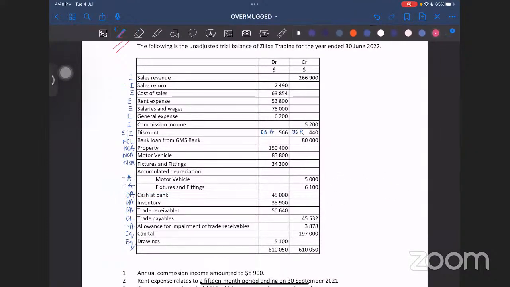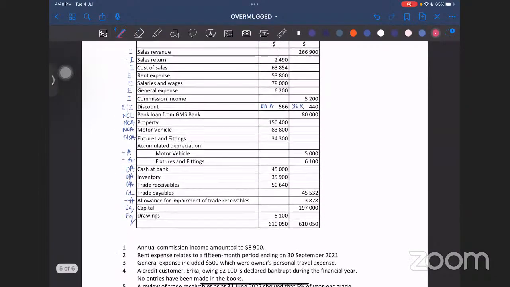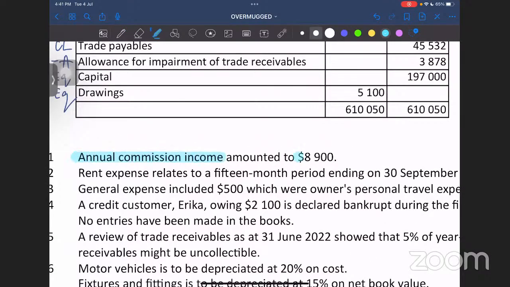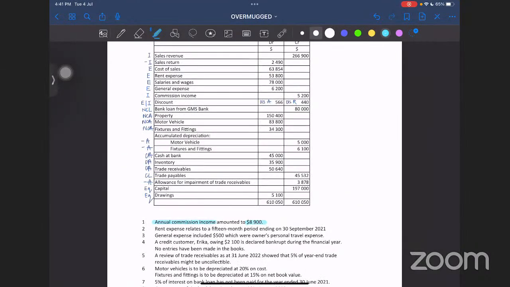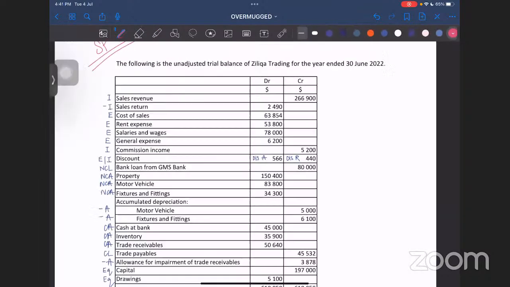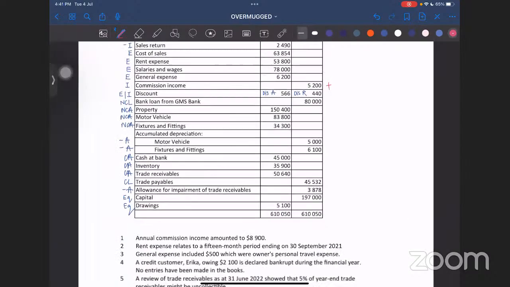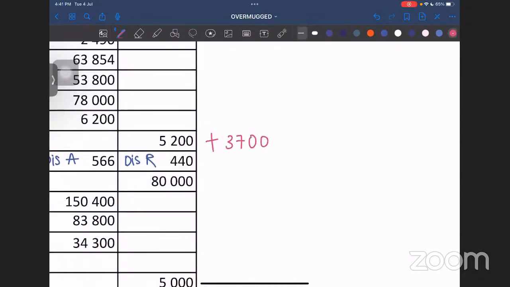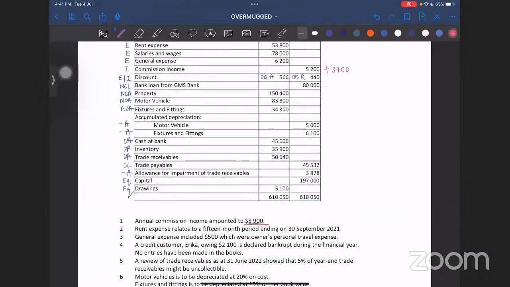For adjustment, I think I will use pink color, easier to see. Let's begin. Annual commission income 8,900. What this means is that my whole year commission income is 8,900. But right now my commission income is 5,200. So how do I make it 8,900? I need to add, right? So I need to find the difference. I will need to add 3,700 to make it 8,900.